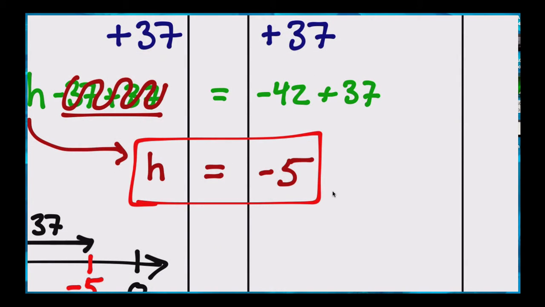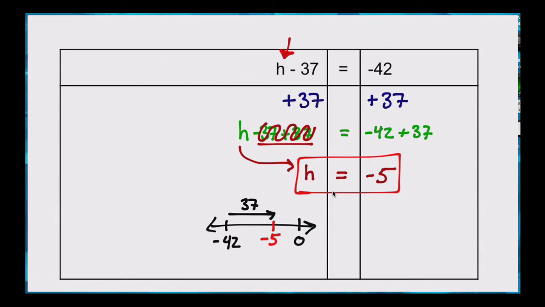Now, there is a way you can double check your answer. If you're concerned that you didn't do it correctly, you can double check it by plugging it into the original problem. You will be required to do this, so pay close attention. If I have h minus 37 equals negative 42, I can plug that negative 5 in to see if it works. So I could say negative 5 minus 37 equals negative 42.